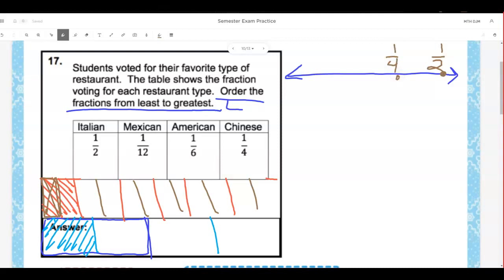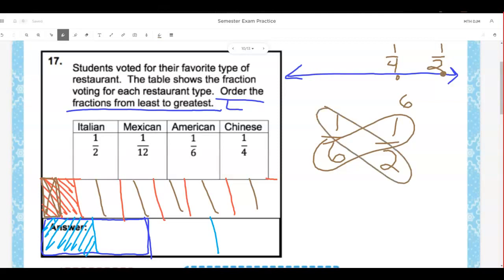But let's pretend that I didn't do the fraction bar like this, and I just wanted to compare them. I'm going to compare 1/6 with 1/12. And we did this by doing butterfly and cross multiplication. So going from bottom to top, 6 times 1 is 6. And then this way, from bottom to top, 2 times 1 is 2. 2 is less than 6, which means this fraction is less than this fraction.